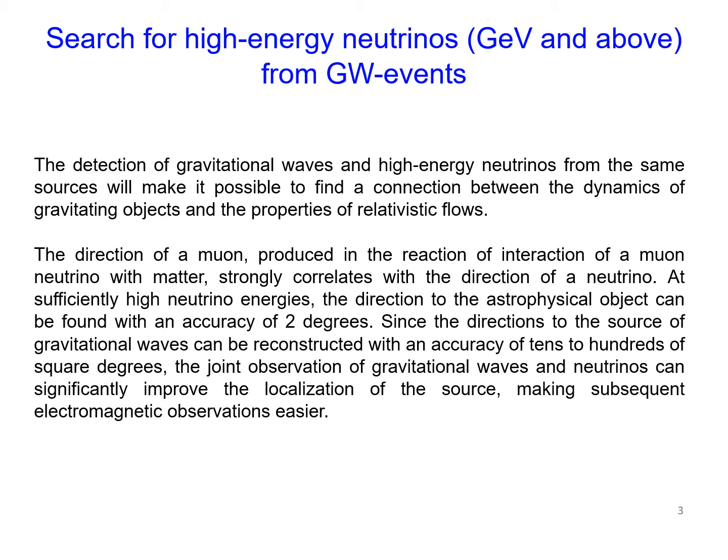At sufficiently high neutrino energies, the direction to the astrophysical object can be found with an accuracy of 2 degrees. Since the directions to the source of gravitational waves can be reconstructed with an accuracy of tens to hundreds of square degrees, the joint observation of gravitational waves and neutrinos can significantly improve the localization of the source, making subsequent electromagnetic observations easier.